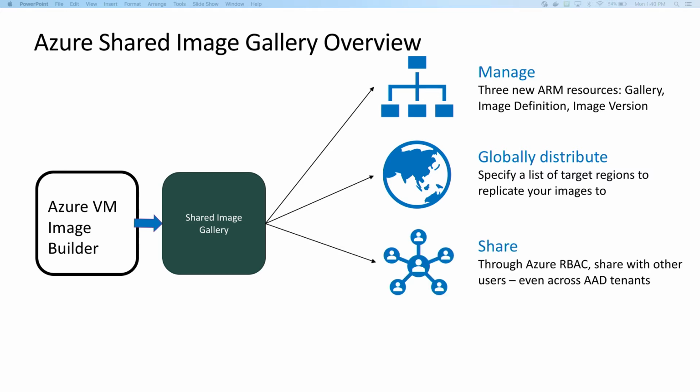And then the last capability that I want to talk about today is the ability to make images highly available. What this means is, in regions that support availability zones, you can choose to keep your images in zone redundant storage accounts, which makes your images resilient to zonal failures. What that means is, even though a zone goes down, you'll still have access to that image in that region.